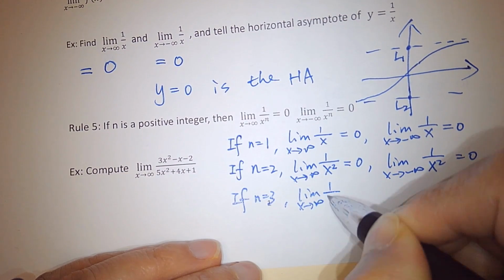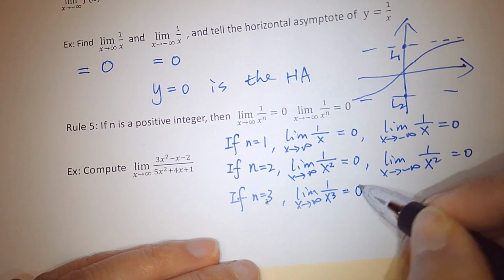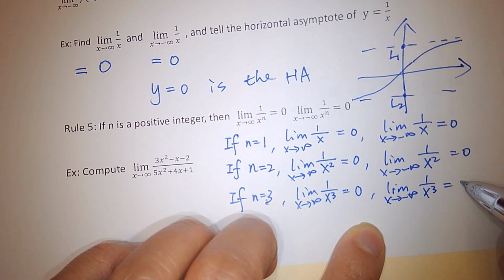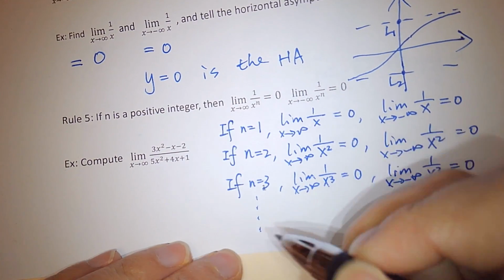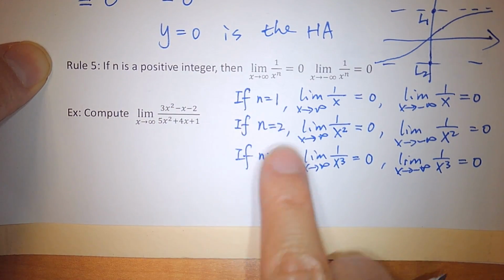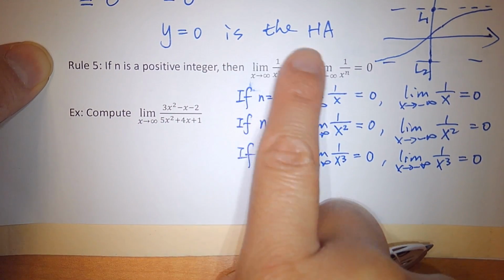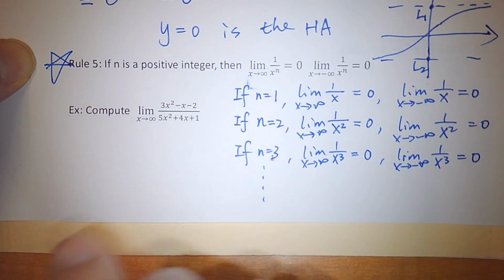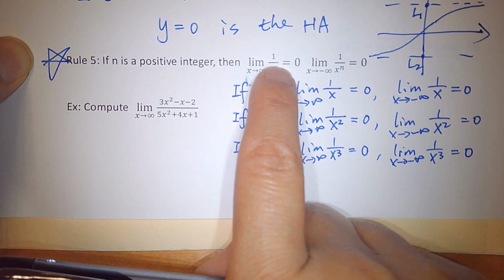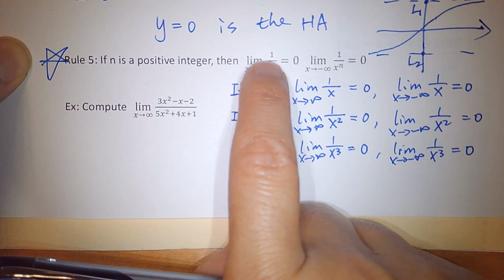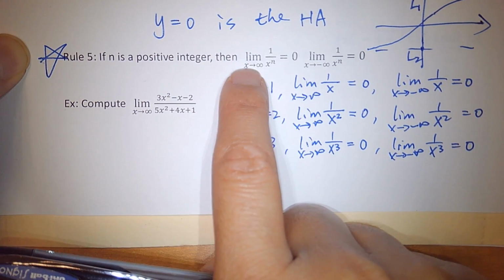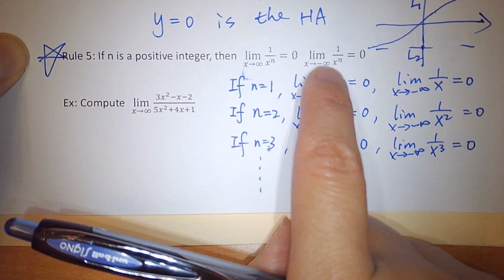x goes to infinity, 1 over x cubed. What do you think this limit is? 0. x goes to negative infinity, 1 over x cubed equals what? 0. So you may choose n to be any positive integer, and it will always satisfy this conclusion. This conclusion is always true for 1 over x to the nth power. n could be 1, 2, 3, 4, 5, 100, 1,000. This limit is always equal to 0 when x approaches infinity or negative infinity.